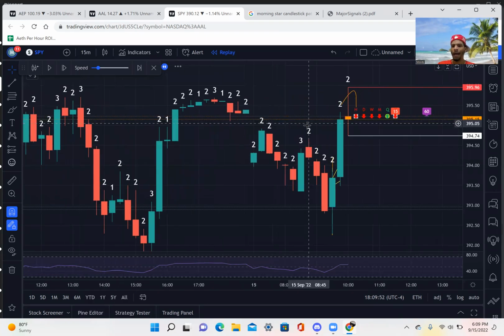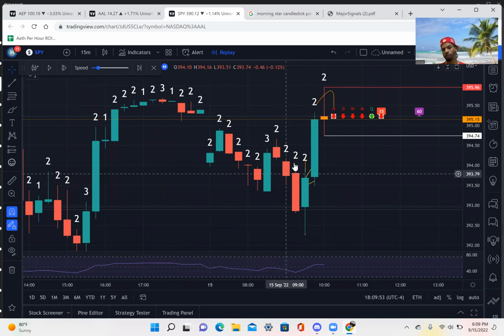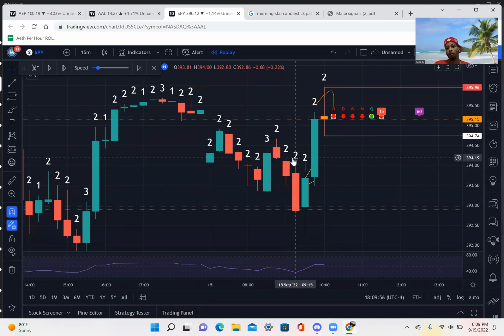And this is why I say you don't have to be on these smaller time frames sometimes. You just have to know the setups. You just have to know, okay, when is it my time to trade? You know what I'm saying?